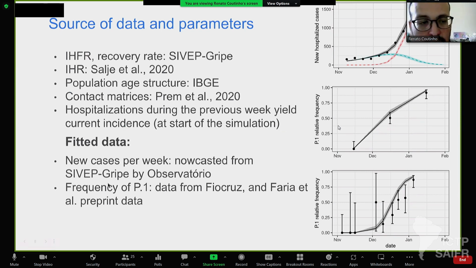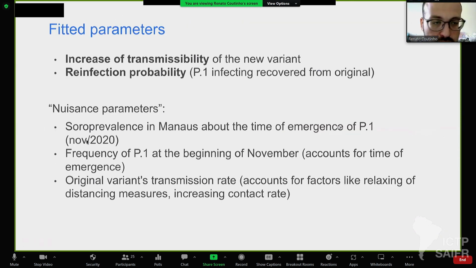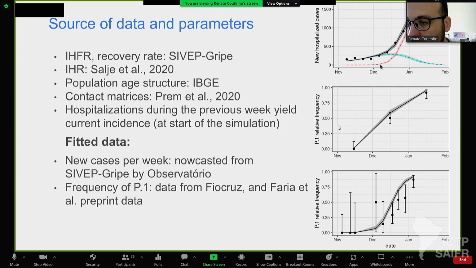So given this set of parameters here, it will give us a curve, here in red, of the number of hospitalized cases of P1 and the number of hospitalized cases of the original variant. And if we sum the two of them, we can compare the sum, that is the black line here, with the total number of hospitalizations observed. And if we compare the ratio of them, right?